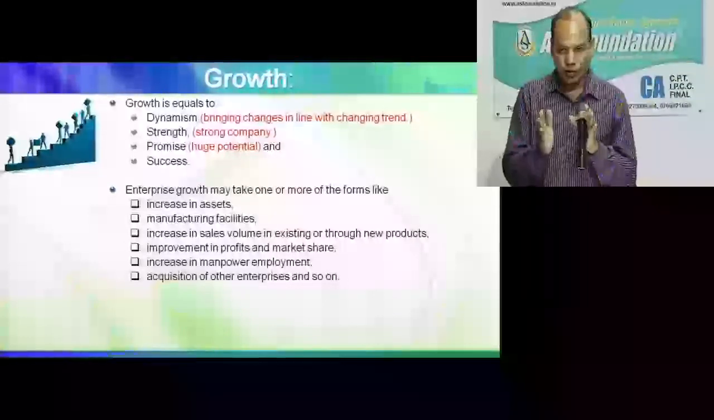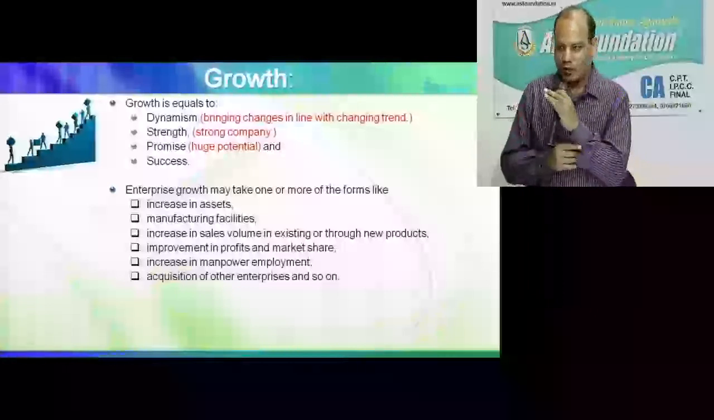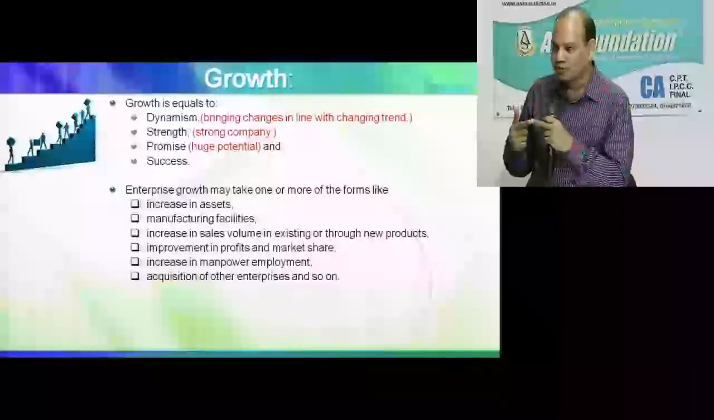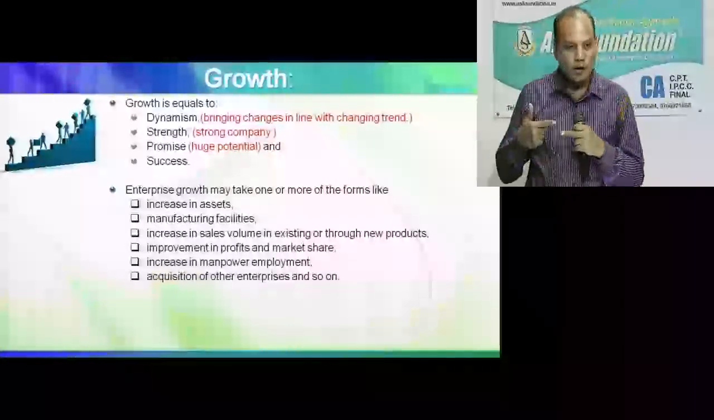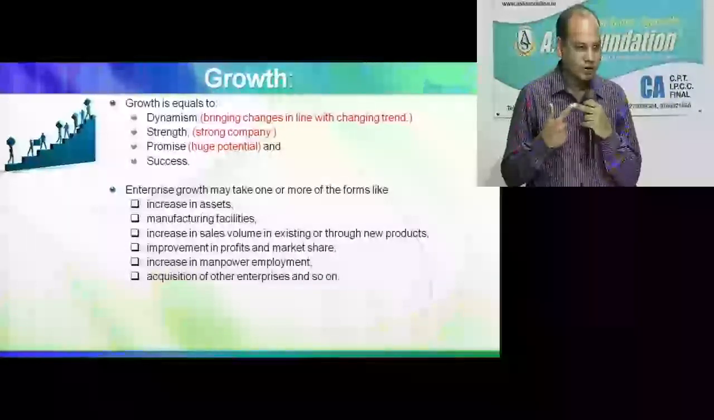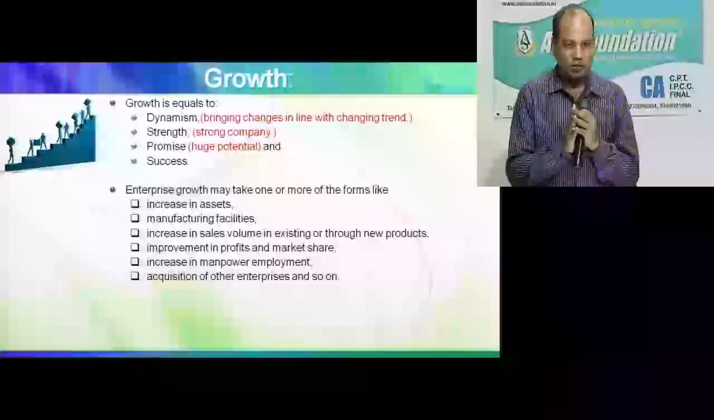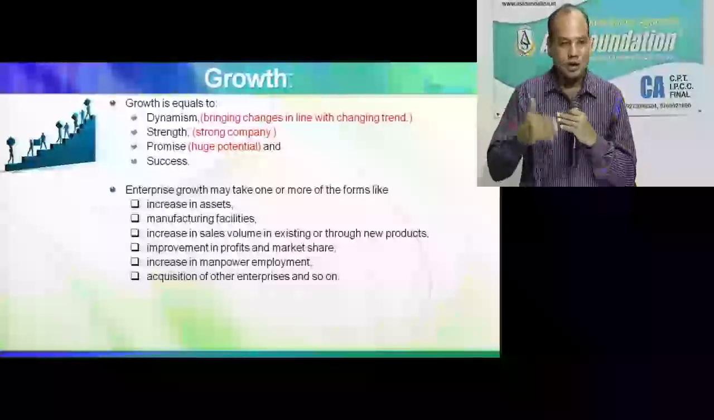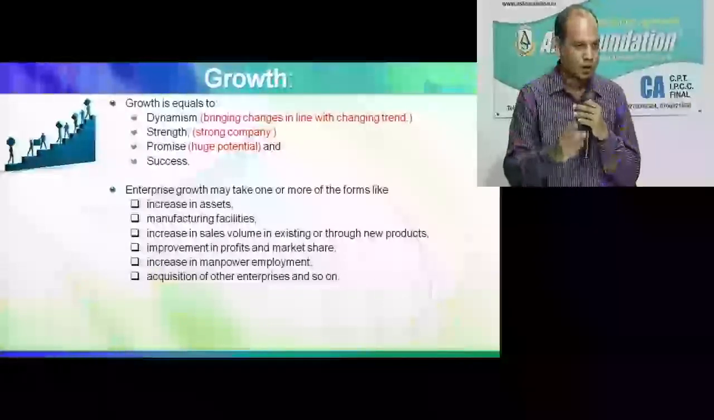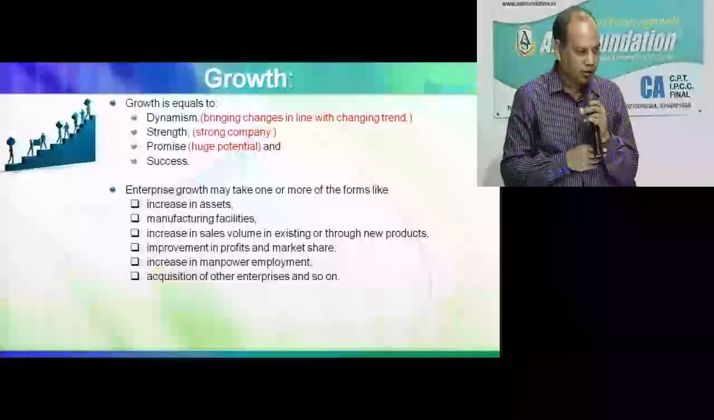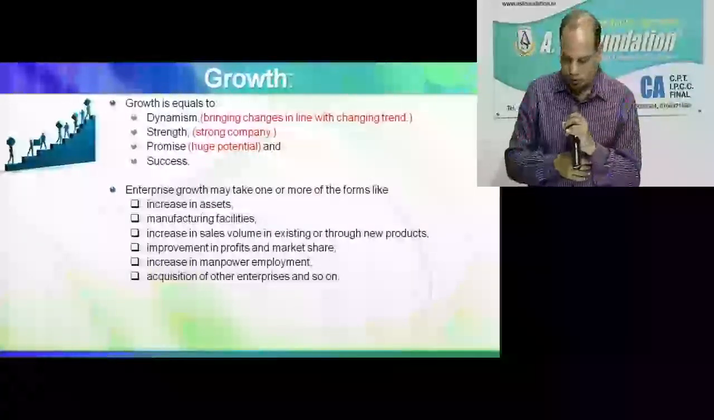Is it right? So if you have one factory, you have added one more factory, means you have grown. Increase in your manufacturing facilities. If you have a plant capacity of 1000 units in a year, you add one more plant with another 1000 units. So now you have 2000 units capacity. So have you grown? Yes.